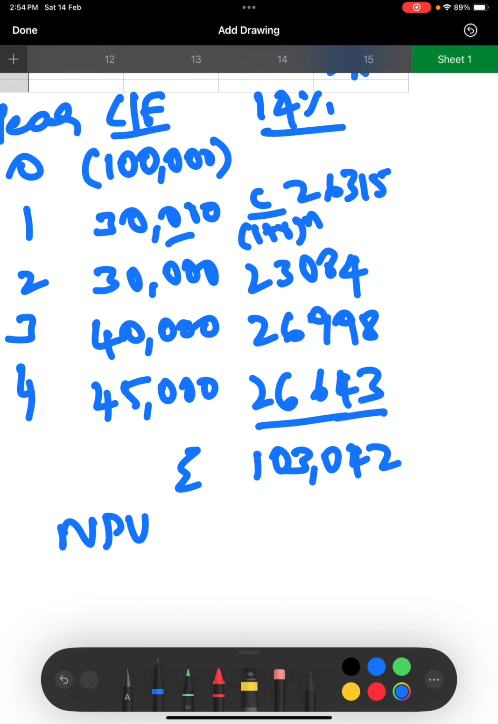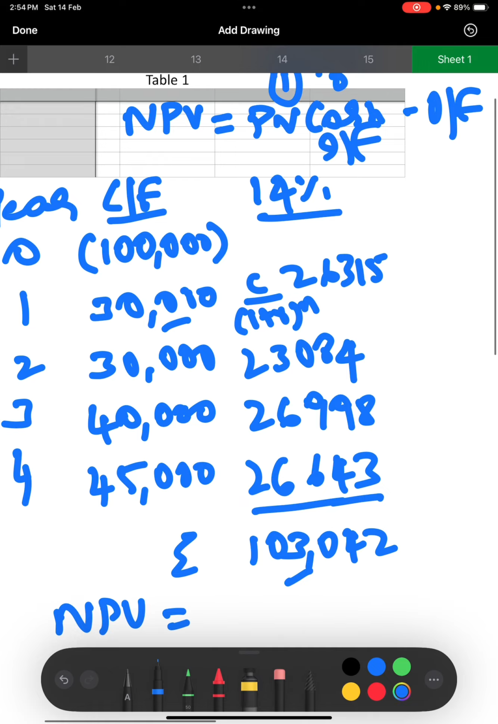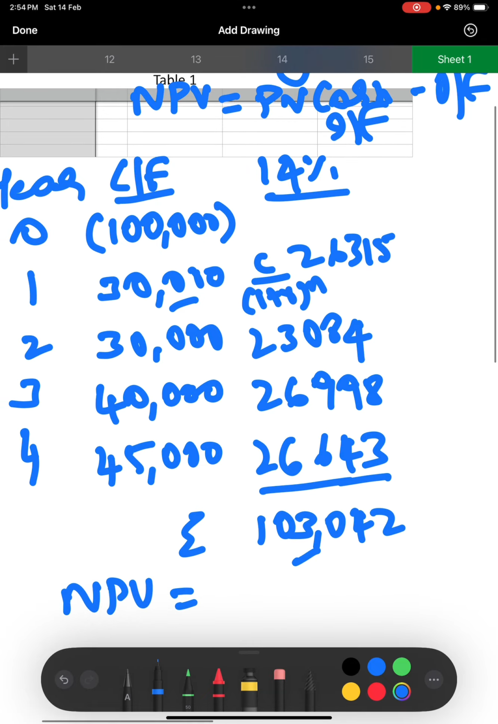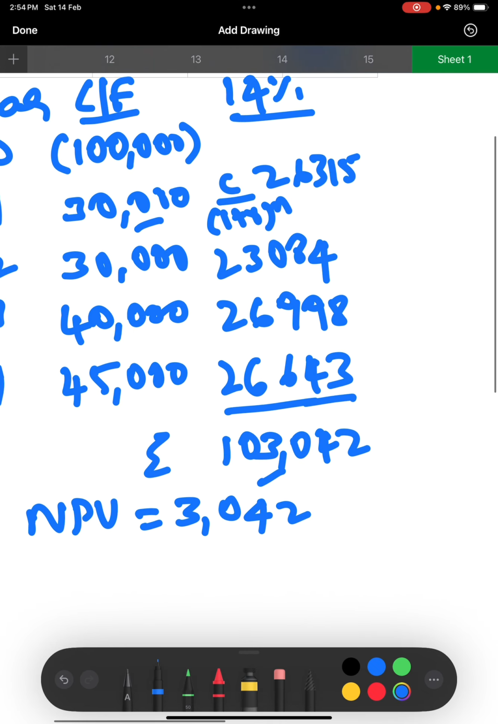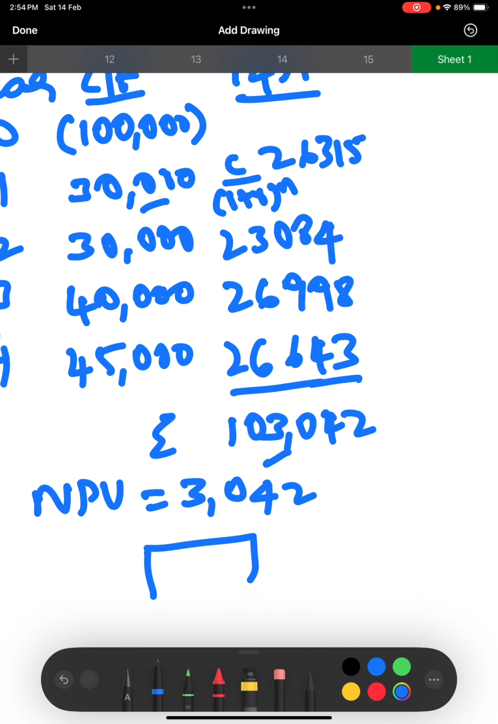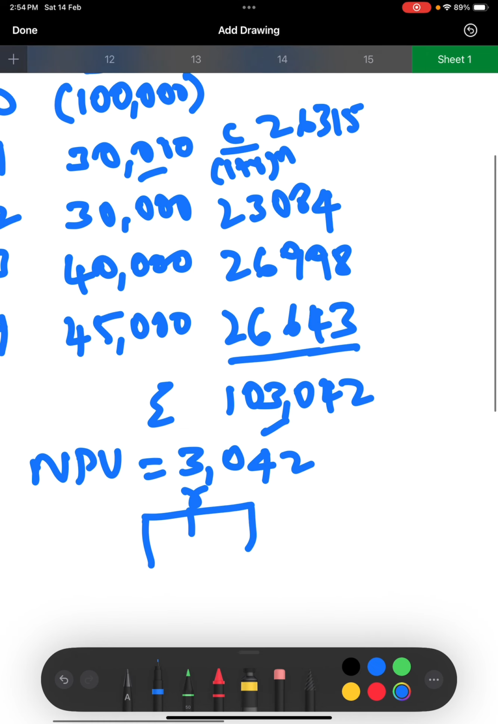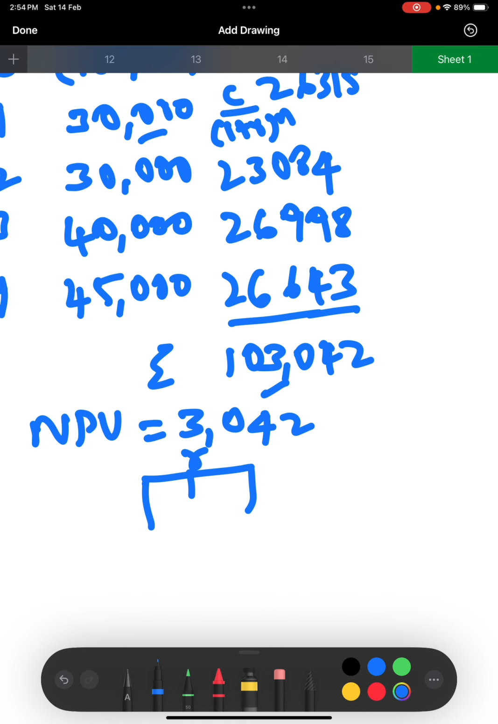Now just apply the formula and see. 1,03,000 is the present value of cash inflow, and outflow is 1 lakh. So we are getting an NPV of 3,042. What we are trying to understand is we need to find the R. One R gives you a negative NPV value, and another gives you a positive NPV value. But the important thing is they should be as close as possible.